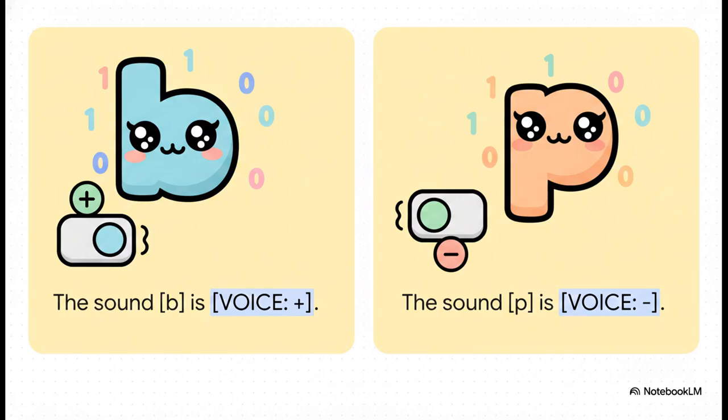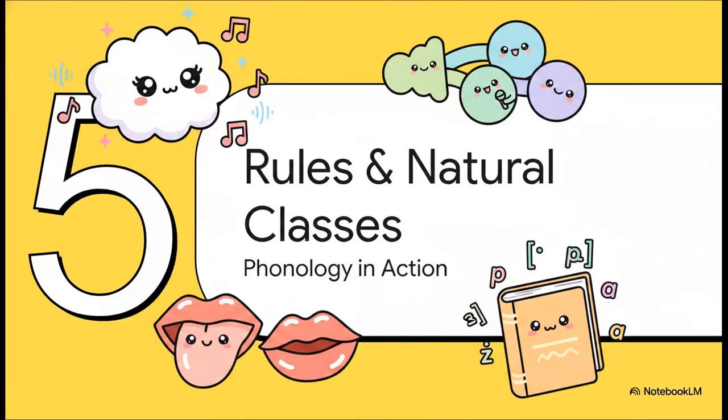I mean, it looks exactly like a line of computer code being rewritten, right? It proves that way beneath the actual sounds we hear, our brains are processing these distinct, independent features. So, how does this actually play out? Let's look at Section 5, Rules and Natural Classes.